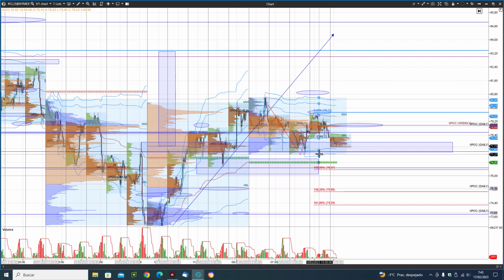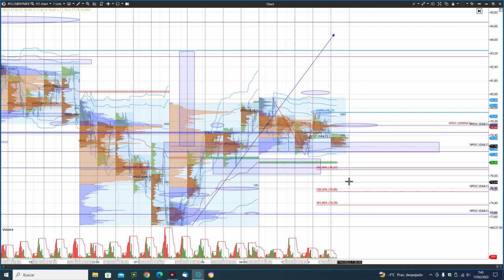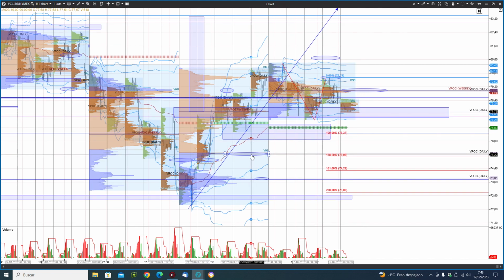If it breaks with enough offer, we could go to this 100%. It is very close to this final of VWAP line. This is a very clear target. Lower target 76.82. Then the 76.37, and then we have here a high volume node at 75.25, very close to a daily VPOC.